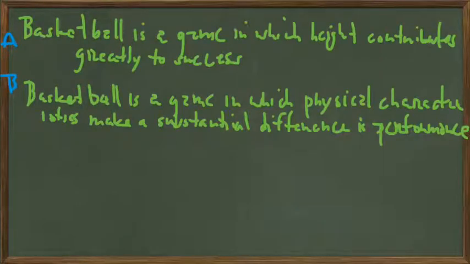Let's first look at positive relevance. So we have here two premises, A and B. A, basketball is a game in which height contributes greatly to success. B, basketball is a game in which physical characteristics make a substantial difference in performance. So obviously it's true that if A is true, then B is true, and if we did not have A, then B would not be true. So if A, then B, and without A, B is not true. That's what's meant by the if and only if. So here is an example of positive relevance.